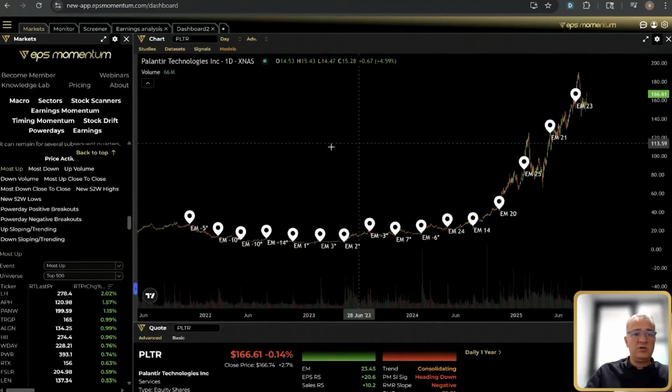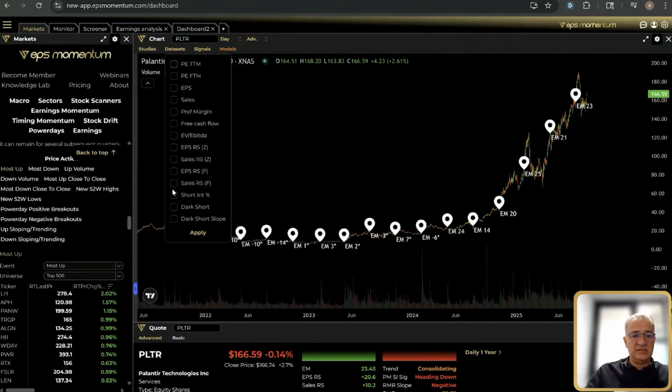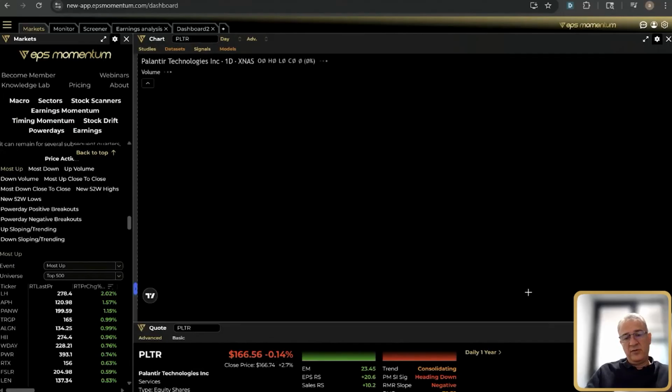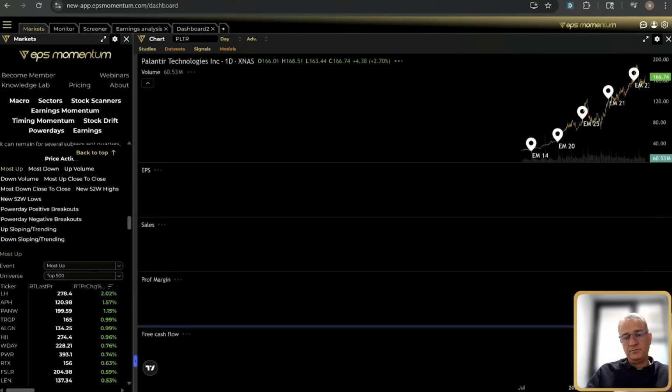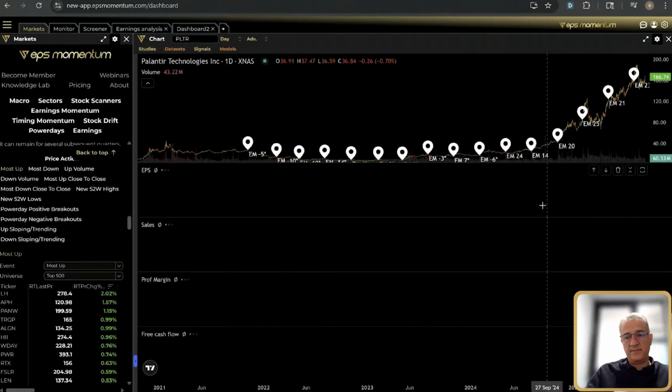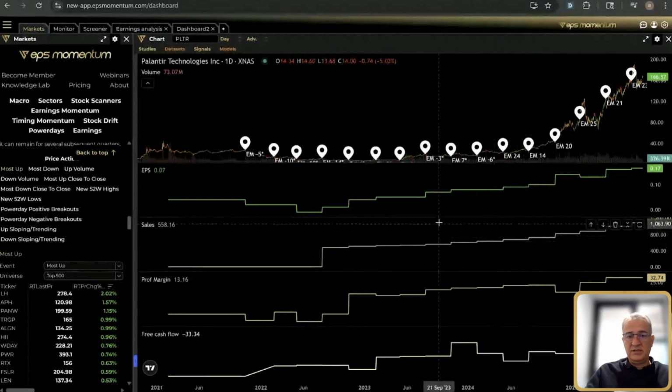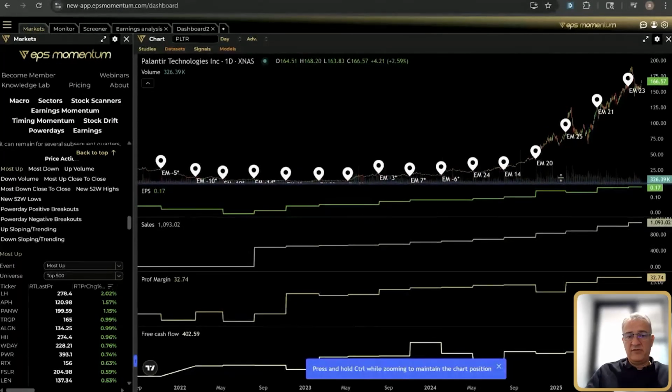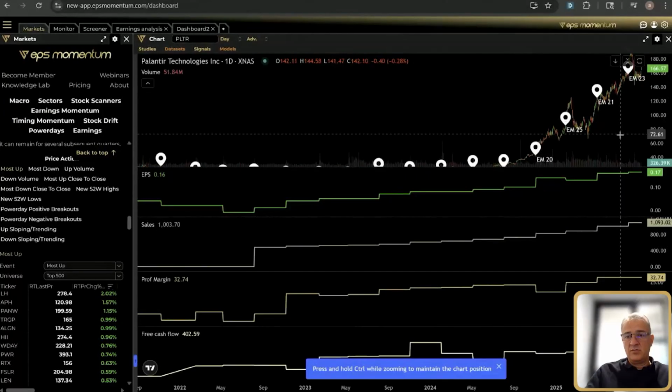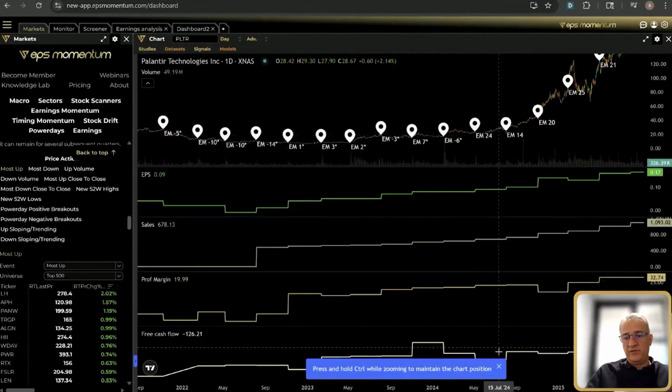Now, what you can do is you can add this data below the chart. So, for example, I want earnings per share, sales, profit margin, and free cash flow. I can add all 4 of them at the bottom, right? Make some space here. And you can see them over time. You see how they evolve over time. So try to catch the 24 here, right?